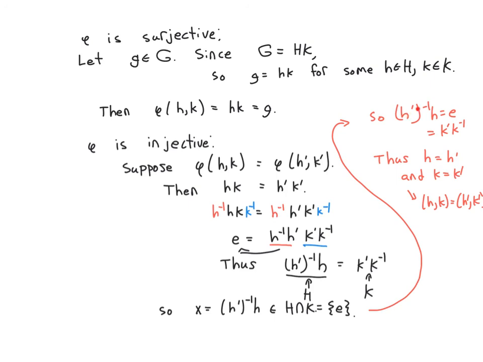And so this equality here tells you that h is equal to h prime. This equality here tells you that k is equal to k prime. So these two ordered pairs have the same first coordinate and same second coordinate, and therefore they're the same ordered pair. Therefore, phi is injective. Phi is surjective, and phi preserves the multiplication operation, so phi is an isomorphism.